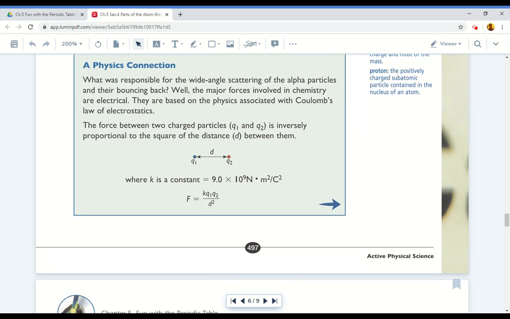A physics connection. What was responsible for the wide-angle scattering of the alpha particles and their bouncing back? Well, the major forces involved in chemistry are electrical. They are based on the physics associated with Coulomb's law of electrostatics. The force between two charged particles, Q1 and Q2, is inversely proportional to the square of the distance, d, between them, where k is a constant, and that constant being expressed right here.